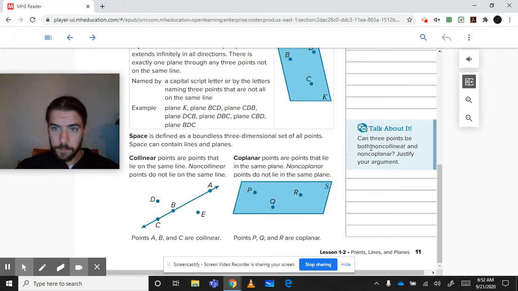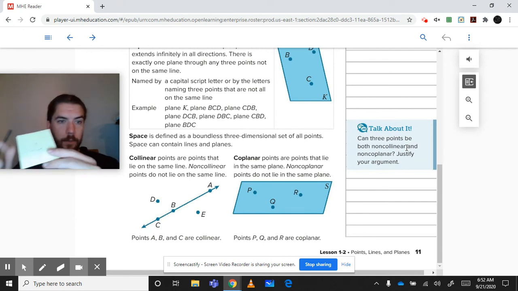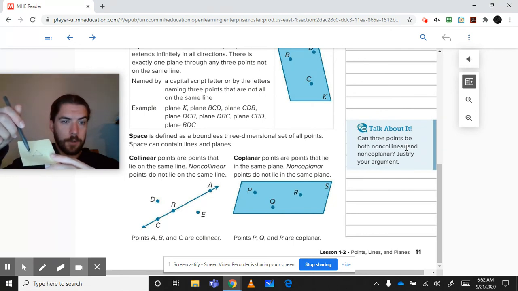Okay, can 3 points be both non-collinear and non-coplanar? Well, let's think about this little question here. This is an interesting question, so let's use our vocab. Can 3 points be both non-collinear? So non-collinear would have been like this, right? We have 2 points. We have 3 points, but they're not in a straight line. So that was our definition of non-collinear. That's the only way you get 3 points that don't make a line.